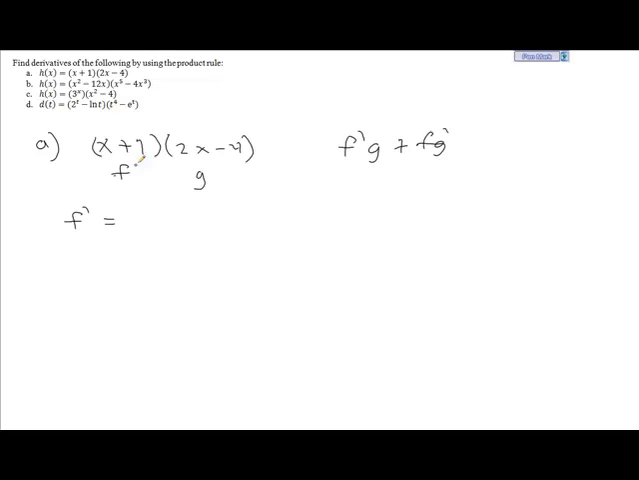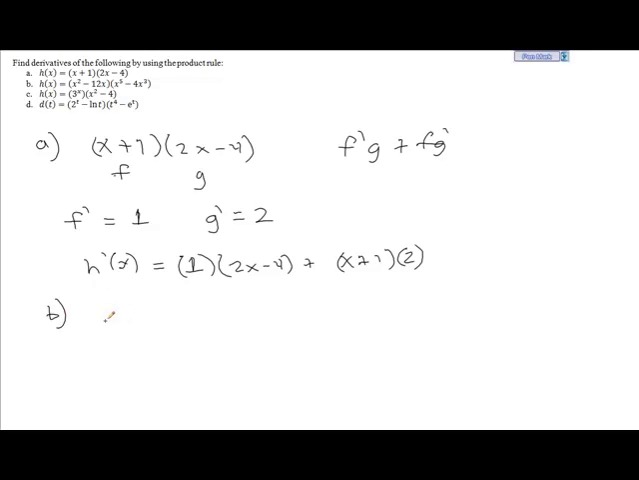So f prime is going to be, well, it's a derivative of x plus 1, which is just 1. G prime is the derivative of 2x minus 4, which is just 2. And so now we can put this all together in our product rule. So h prime of x will be f prime g, which is 1, times our g, which is 2x minus 4, plus f, which is x plus 1, times g prime, which is 2. And we're done. This can be simplified probably very easily, but we don't really need to. You can distribute and combine like terms. We'll just go ahead and leave it as so.